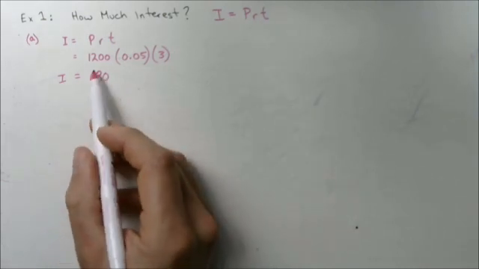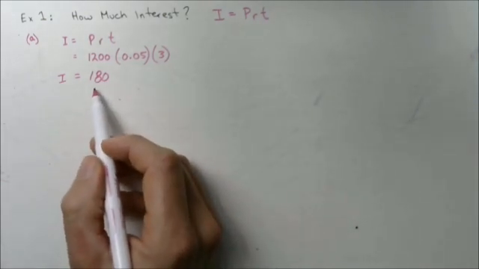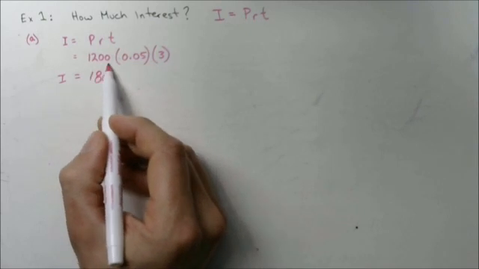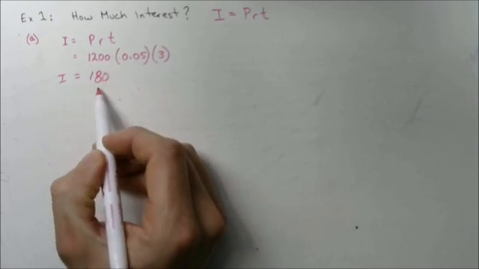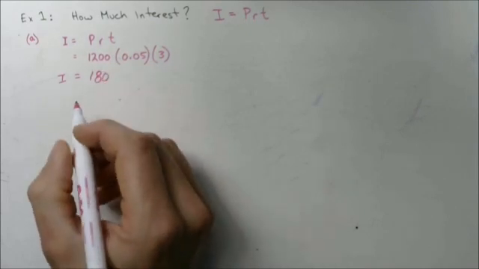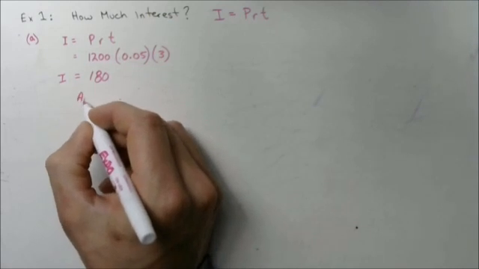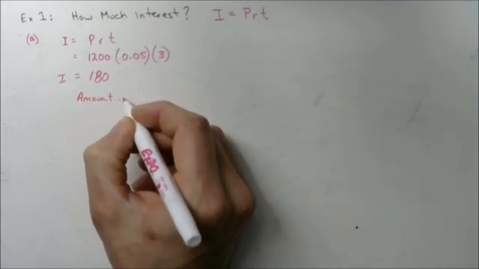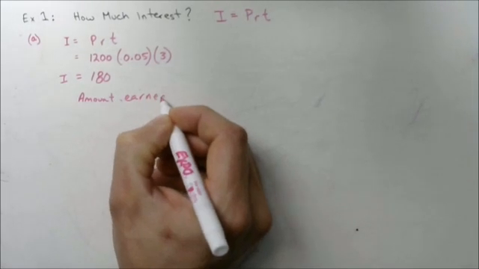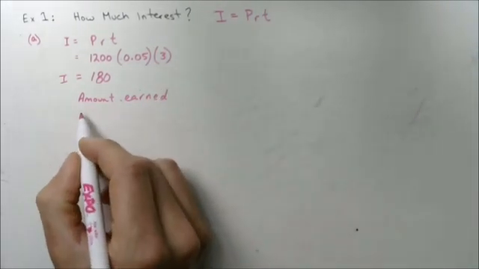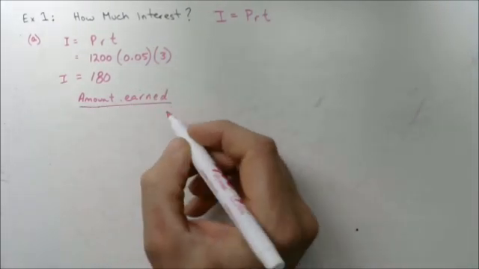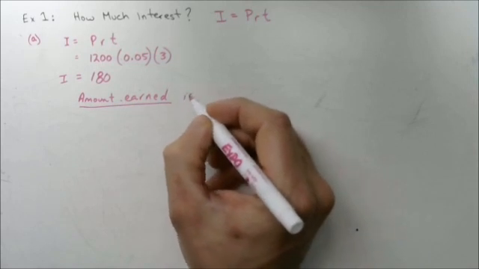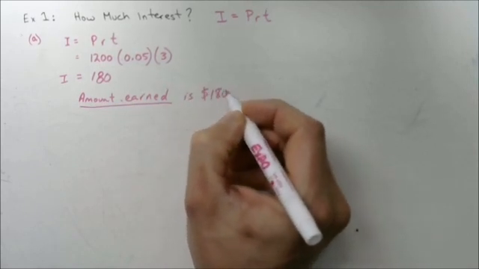Now remember, this is just the interest earned. If you pulled that money out now, you'd get your original $1,200 plus the $180. But we're not asked to do that in this question. So the amount earned, because you're earning interest on this investment, is not the total amount, it's simply the interest, $180.